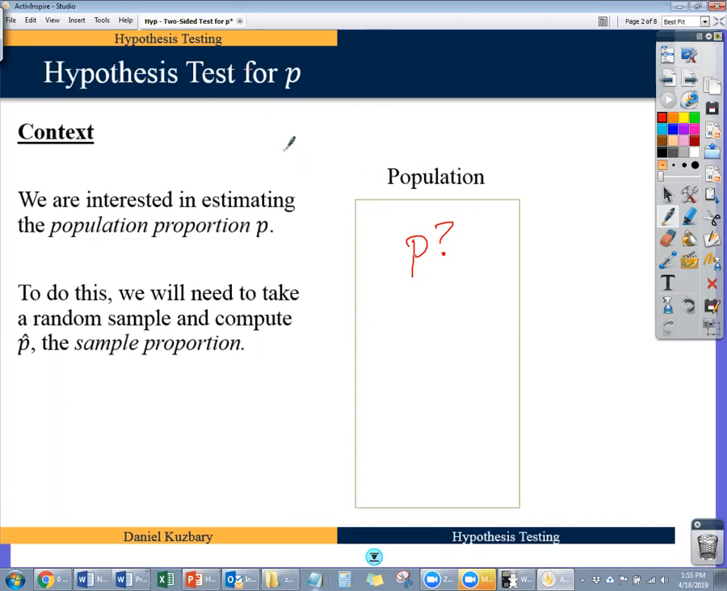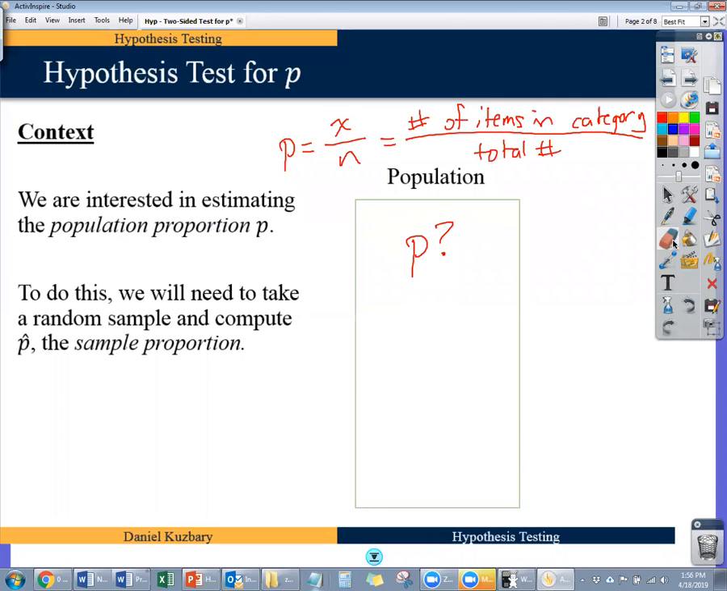And usually we have a simple formula for computing a proportion. P is the number of people or things in a category, which we denote with an X, divided by N, the sample size. So X is the number of items in the category, and N is the total number of things. Frankly, if we're talking about a population proportion, we're not actually using sample size, we're using the population size. So you have a whole population, and you take the number of items in the category and divide. That gives you your proportion.